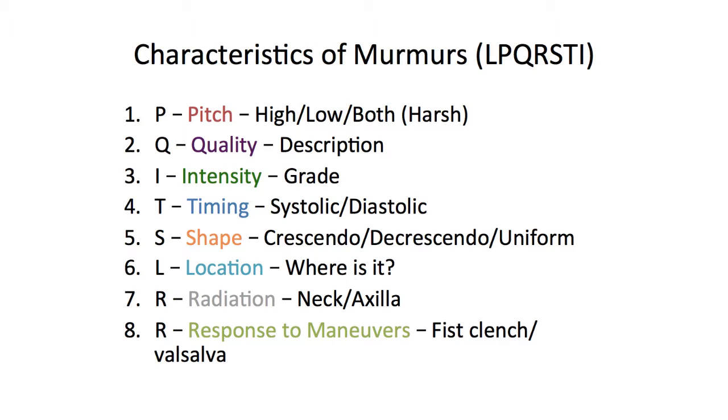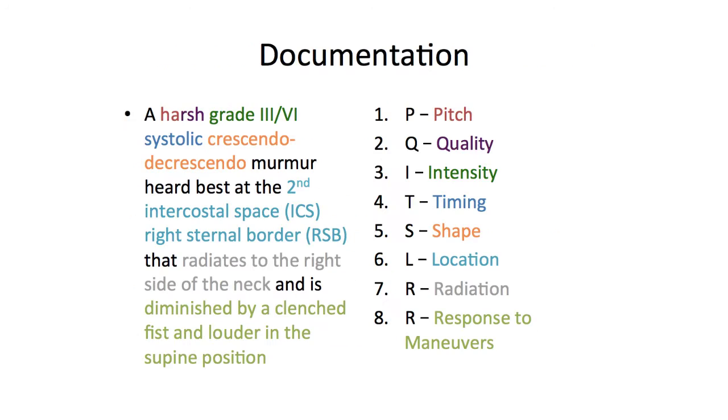Here's a summary of the characteristics of heart murmurs. In terms of documentation, you want to include as many of the characteristics as you've identified in the heart murmur. For example, a harsh grade 3 out of 6 systolic crescendo-decrescendo murmur, heard best at the second intercostal space, right sternal border, that radiates to the right side of the neck and is diminished by a clenched fist and louder in the supine position. If you look back, you'll notice that this best describes aortic stenosis.